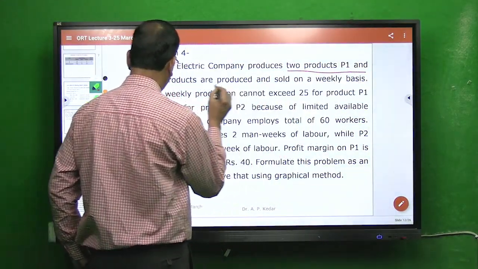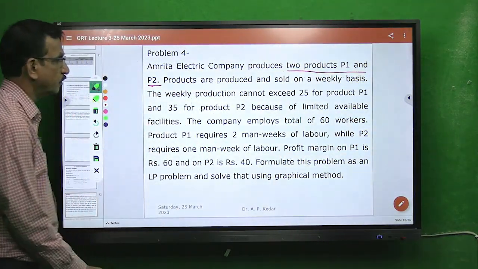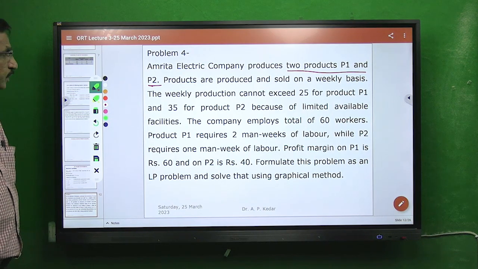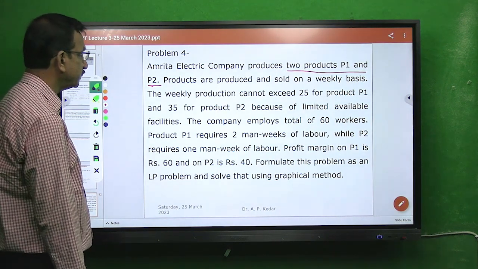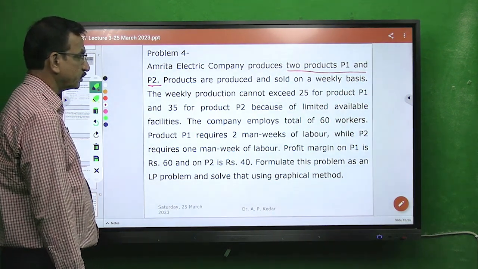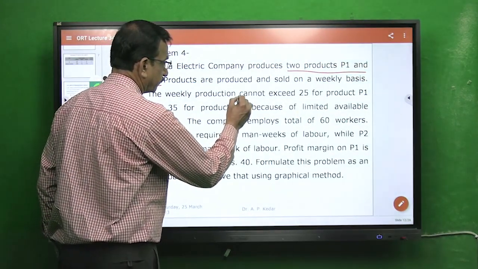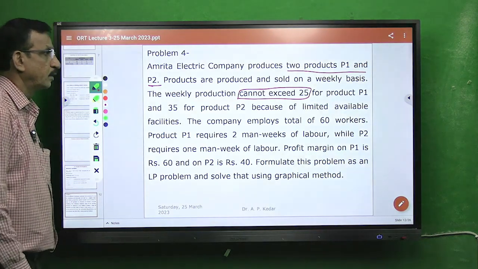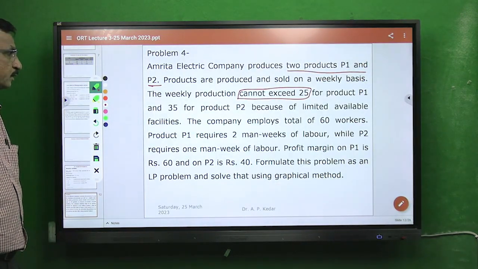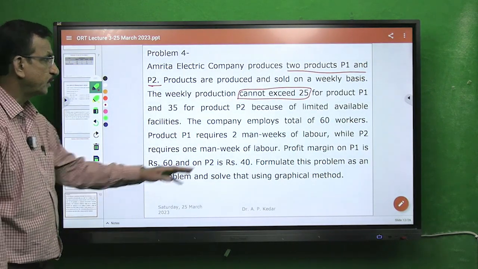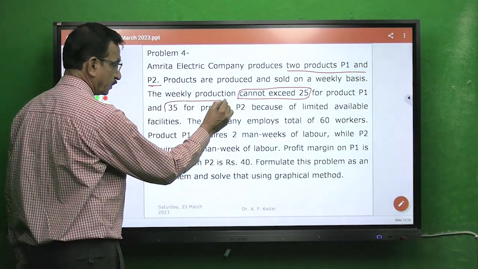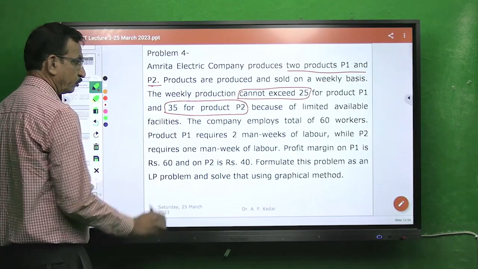So production of two products, instead of giving a name to the product, it is stated as product P1, product P2. Products are produced and sold on a weekly basis. The weekly production cannot exceed, for product P1, 25 units, and for product P2, 35.